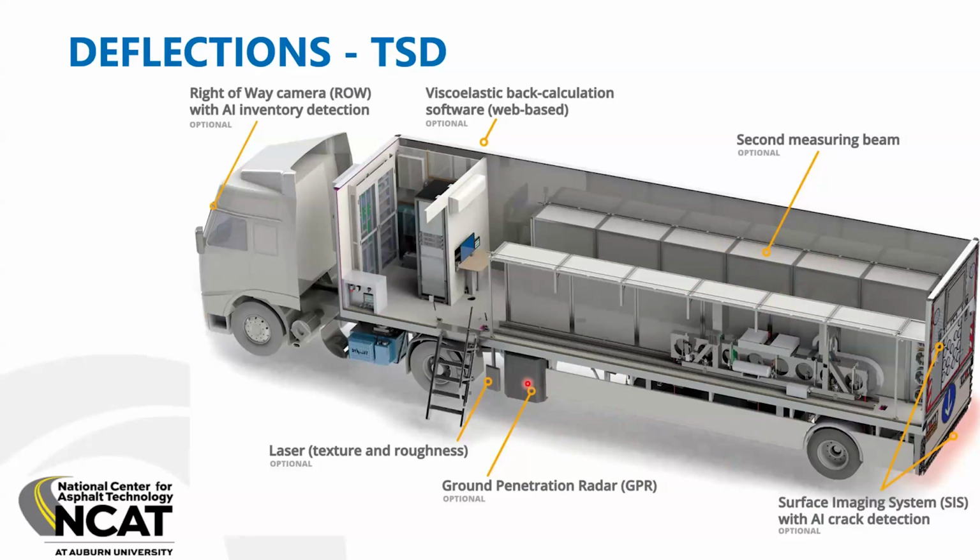So they can put GPR potentially, a texture laser will give you your roughness, as well as your IRI, as well as your macro texture. They're often mounted with high definition cameras to give you right of way. These are still very new and very expensive. They're multi-million-dollar units, and you may only have 1 or 2 operating on a continent at a time. So it's not a tool you'll maybe see very often, but if you want a wealth of data for your network and you have the deep enough pockets to run it, they are valuable.